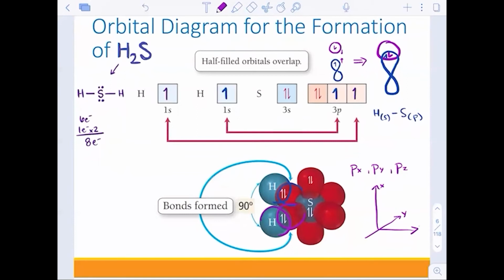And so that's where we can get that 90-degree outlook. And this is actually quite true. H2S has a bond angle of around 92 degrees. So it's very, very close. There might be a little bit of electron repulsion there from that last lone pair in the p orbital, but we see that there's a good organization about looking at valence bond theory, how the atomic orbitals overlap with each other.